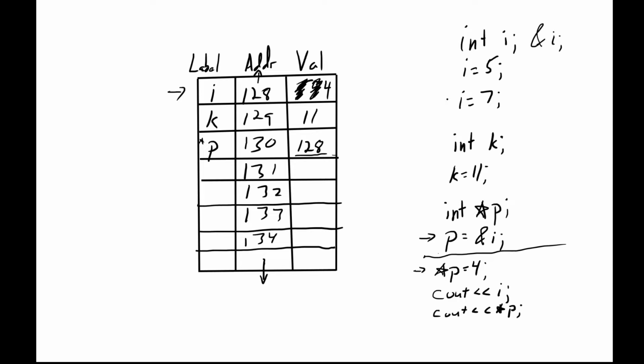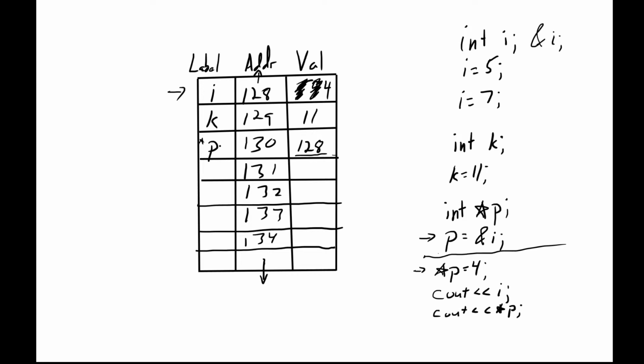Yeah, just wanted to understand, like, the label. So these labels are just human readable. The computer actually tends to work with these memory addresses, and these labels are just meant for us as humans. And there's a direct mapping. So I is at memory address 128, K is at 129, P is at 130, but P is special. P is something called a pointer.